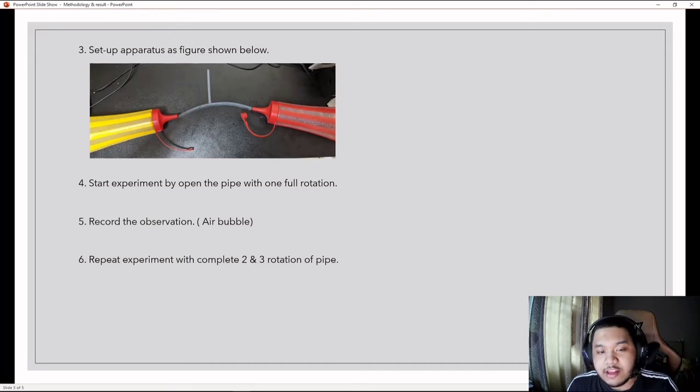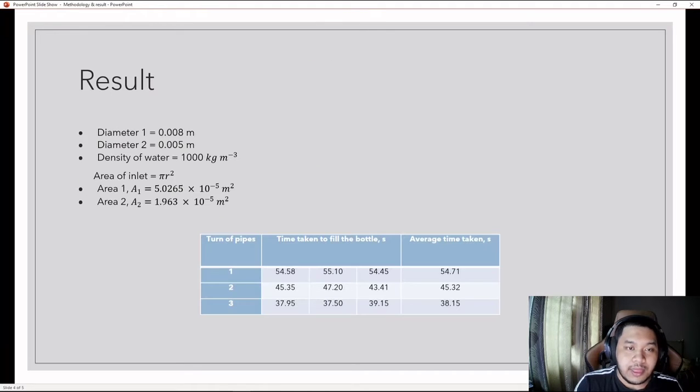We can start the experiment by opening the pipe with 1 full rotation while connected to this aerator itself. And we can record the observation, which is we need to observe if there are any air bubbles in the aerator. And we can repeat the experiment with a complete 2 and 3 rotations of the pipe while connected to the aerator.